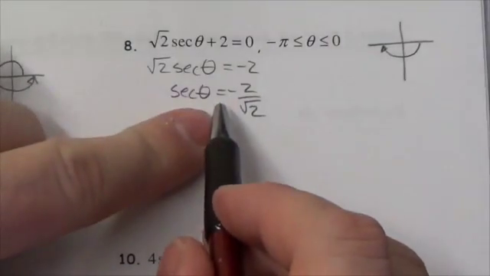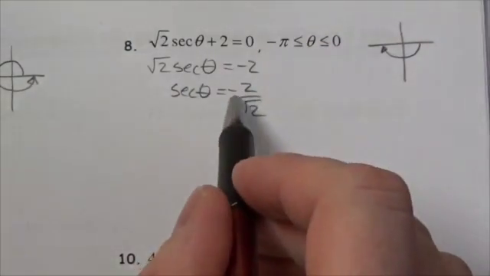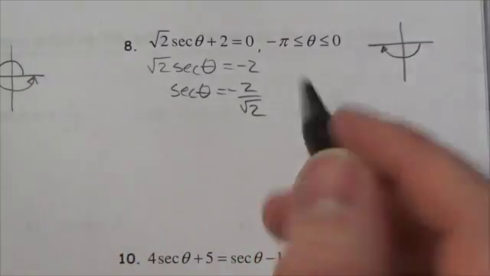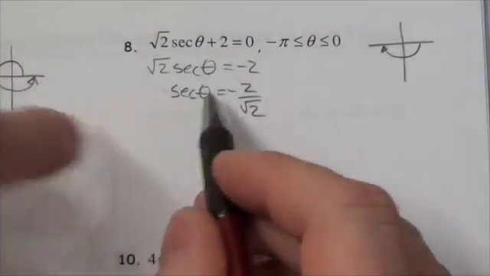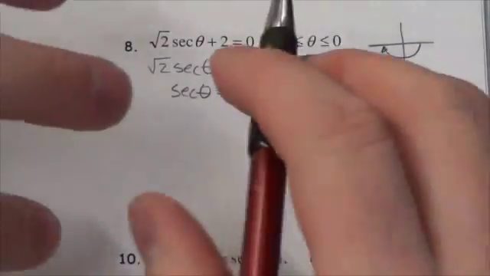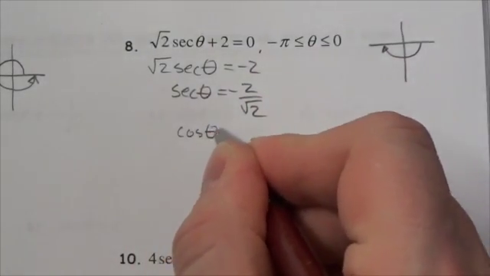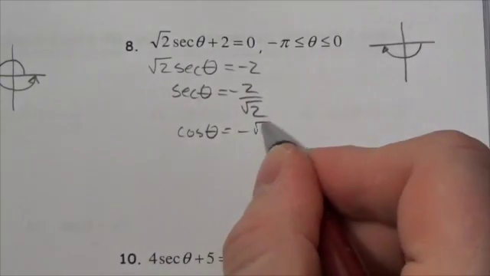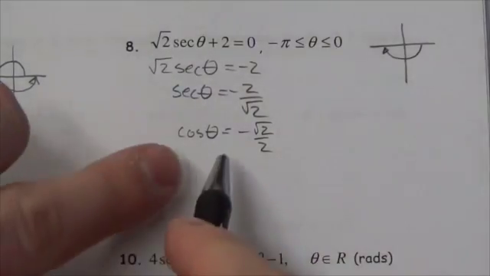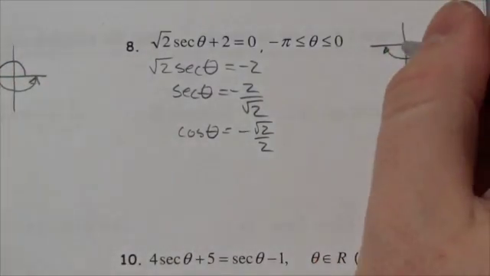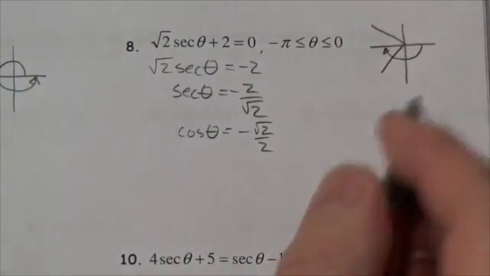Now, notice it's negative. And we associate secant with cosine. Now, it might even be easier just to say, well, I don't want to work with secant, so I'm going to flip everything here. Secant is 1 over cos, so if I flip the left-hand side, I get cos. If I flip the right-hand side, I'm going to get negative root 2 over 2. Now, cosine is negative. I know that that's going to be true in quadrants 2 and 3.